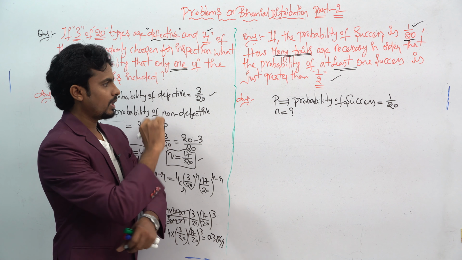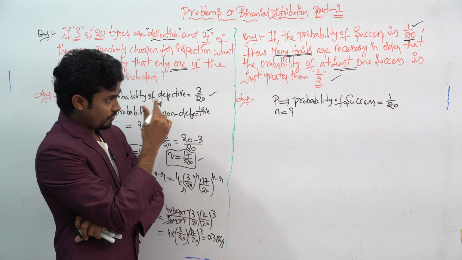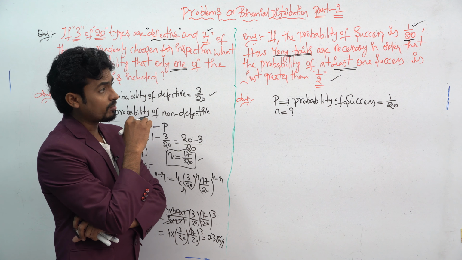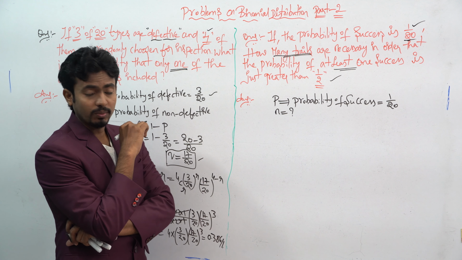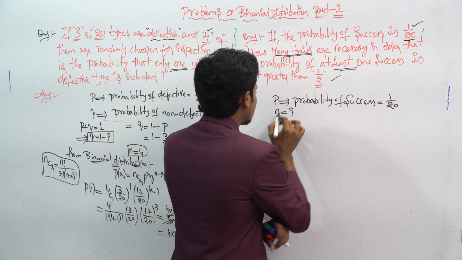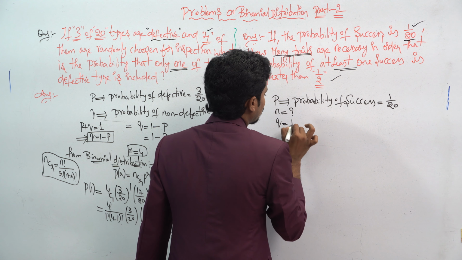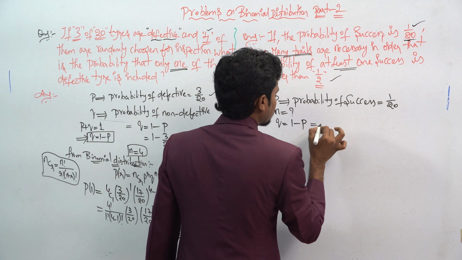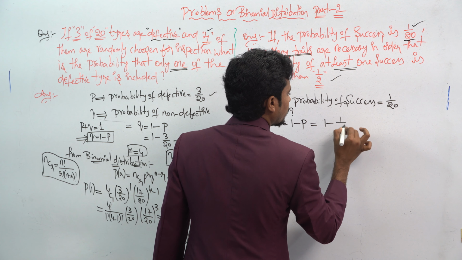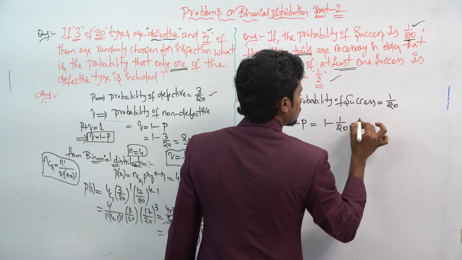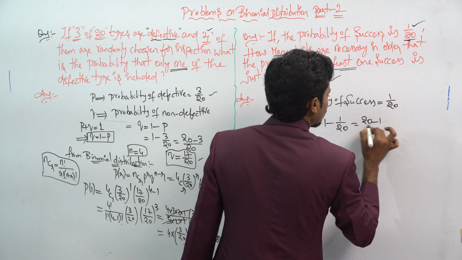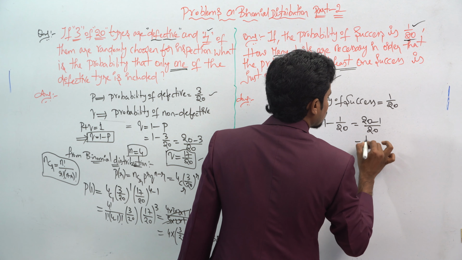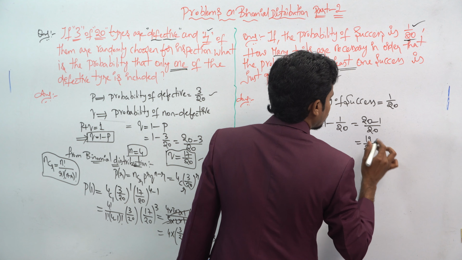If you know the probability of success, what will be the probability of failure? That will be 1 minus P, so Q is equal to 1 minus P. This becomes 1 minus 1 divided by 20, which is 20 minus 1 divided by 20, which is 19 divided by 20.